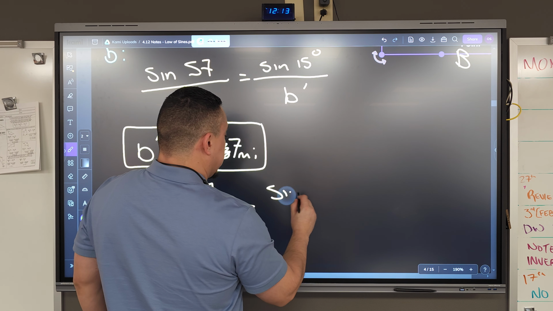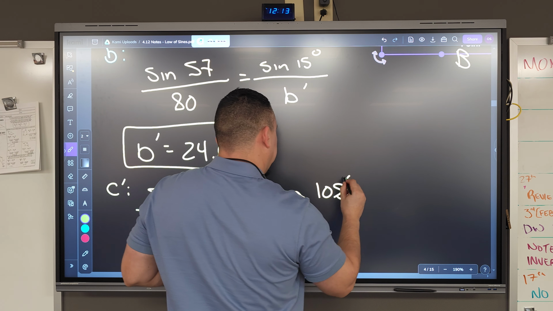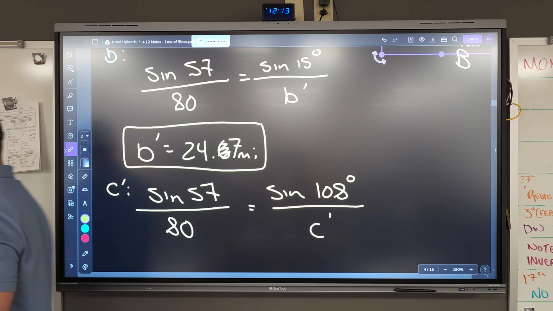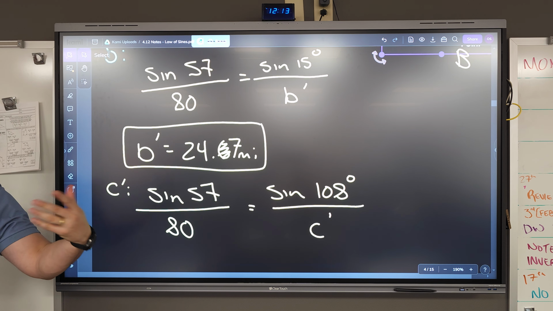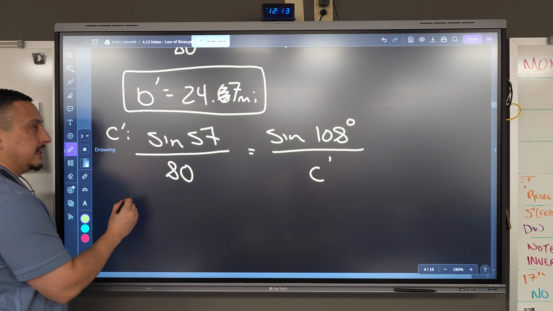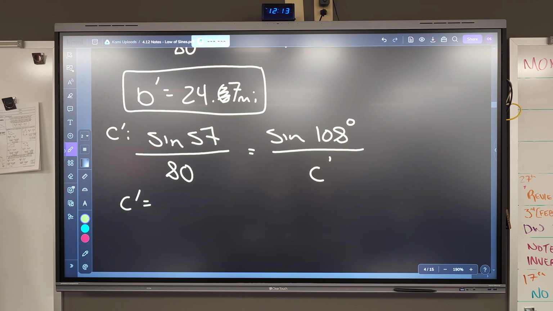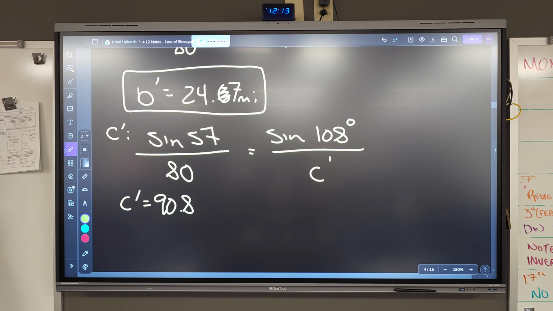So what's the angle on C? 108. Thank you. Okay, there's the setup. So you'd flip, multiply both sides by sine 108. And side C equals 90.8. We get some confirmations with that. Is that the one you had done first, Elijah? Yeah. Okay.